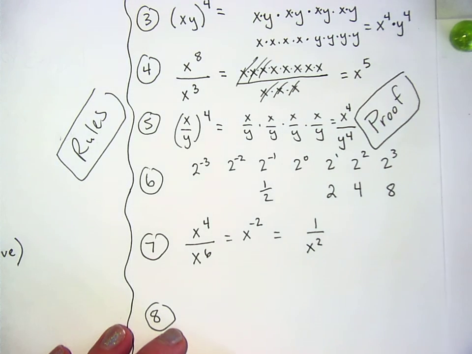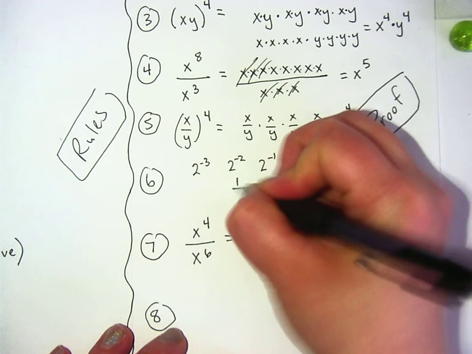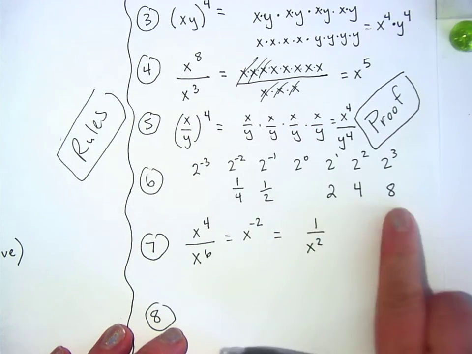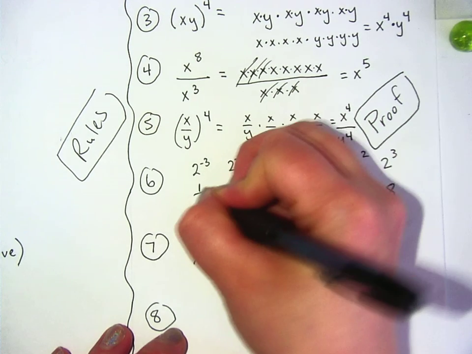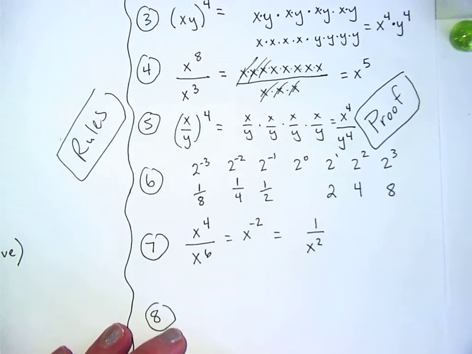2 to the negative 2. 1/4. Good. So it's like on the bottom. It's like going to look like this side, except it's underneath the fraction now. And this one's 1/8. Okay. Now, what's the pattern here?